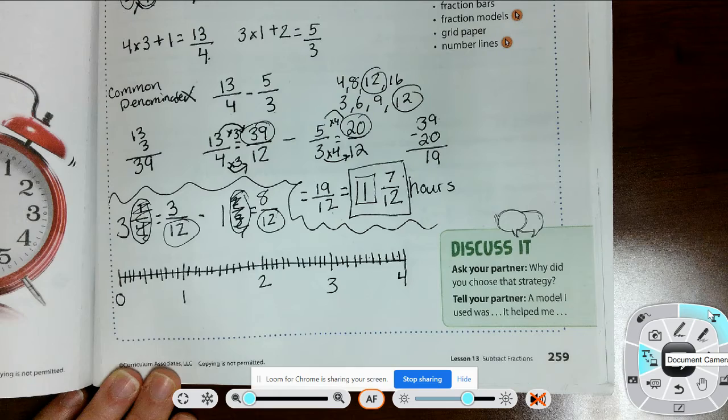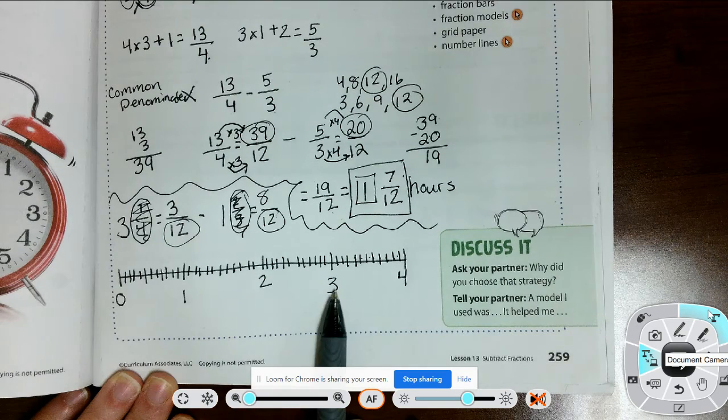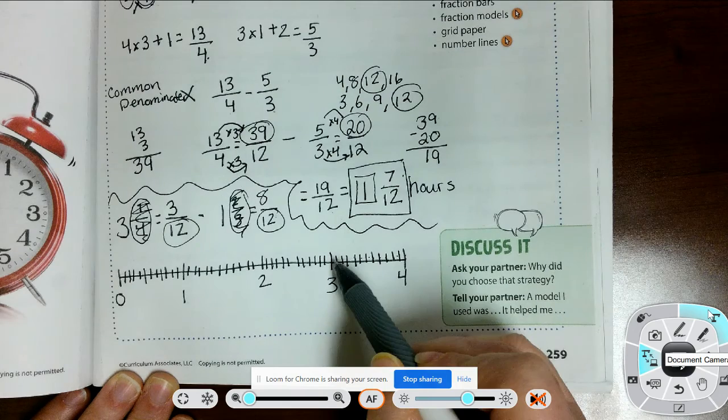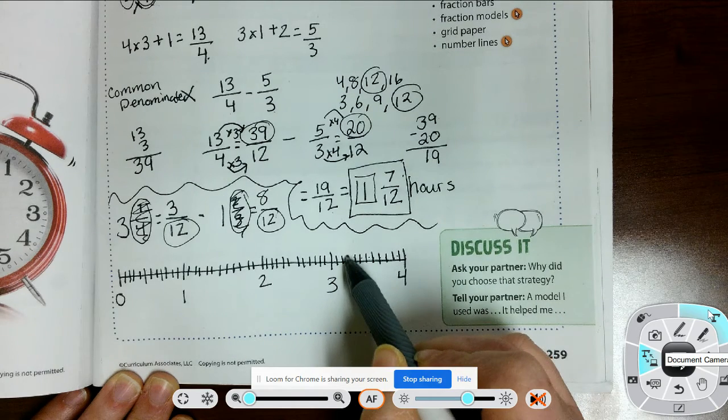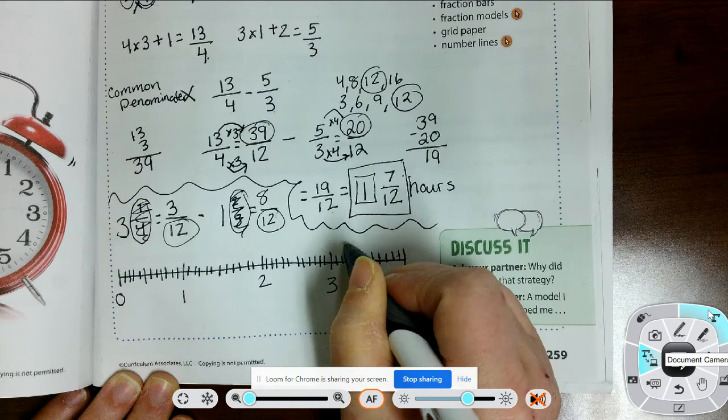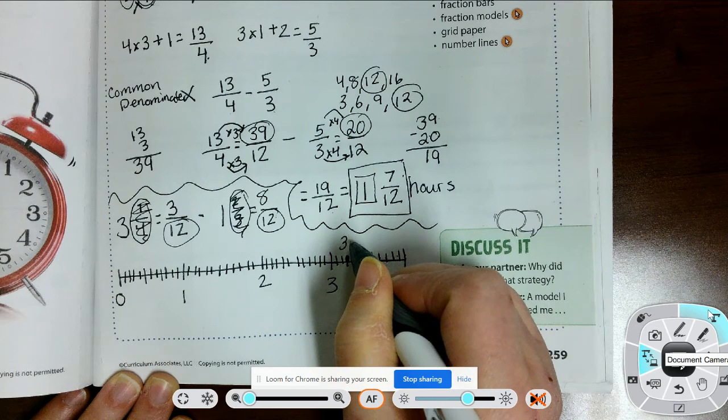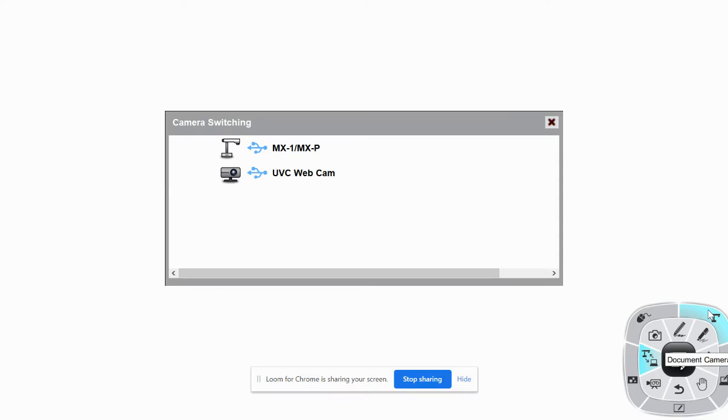So if I started at 3 and 3/12, I go all the way to my whole number, and then I count plus the 3/12, and these are 12. So I go 1, 2, 3. This is 3 and 3/12.